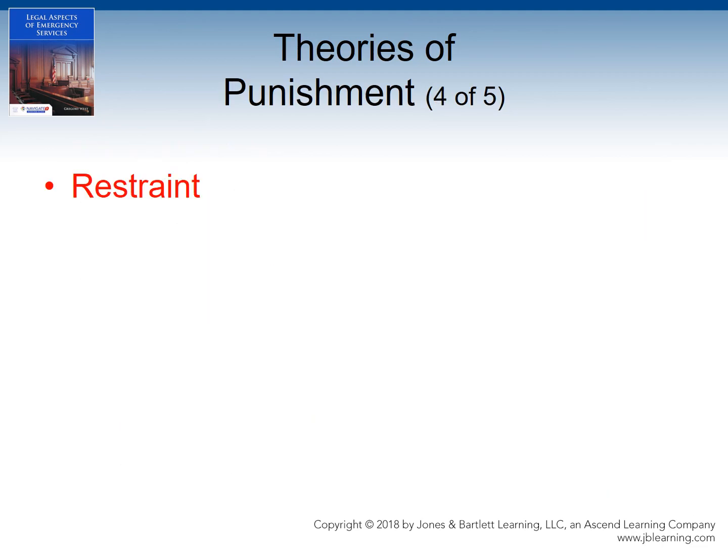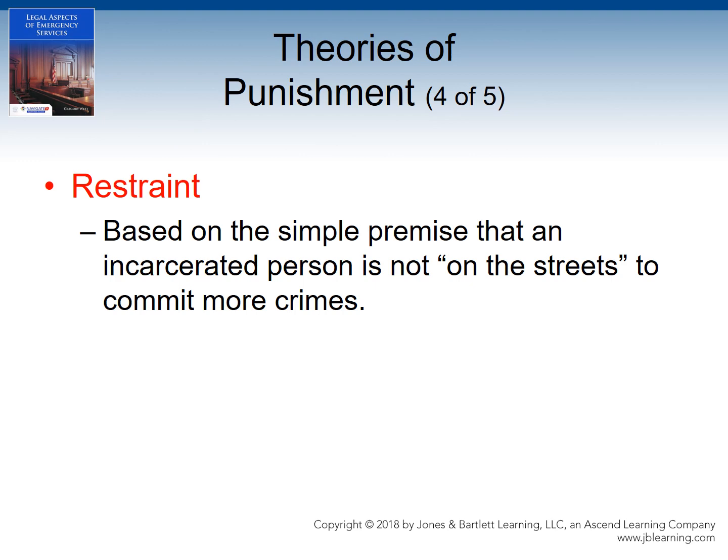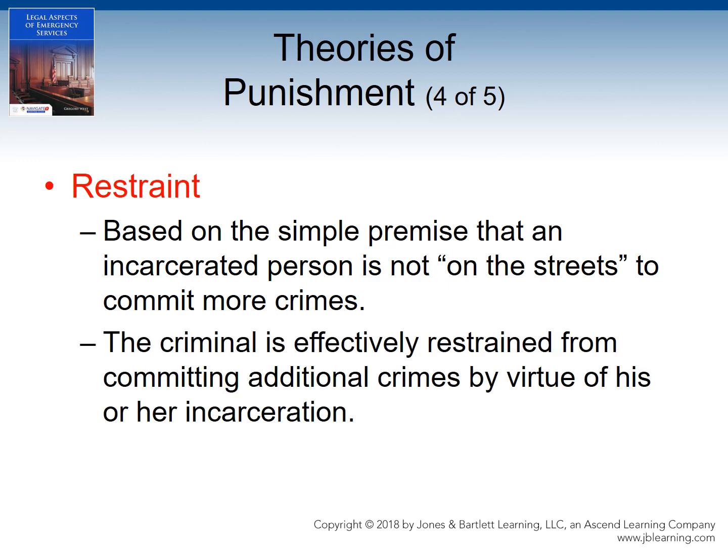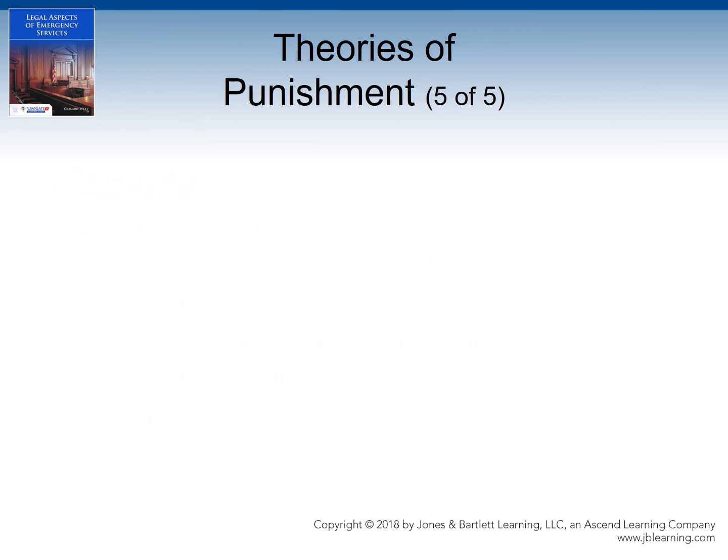If a particular bad person is in jail, he or she is no longer out in society to commit more crimes. That is the premise behind the criminal punishment theory of restraint. The criminal is effectively restrained from committing additional crimes by virtue of his or her incarceration. The last theory of criminal punishment is retribution.